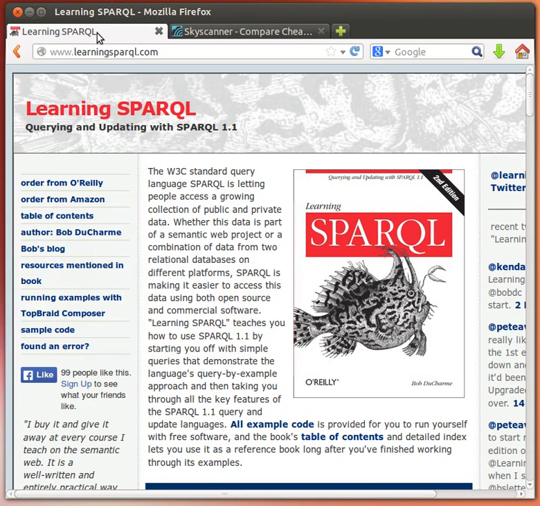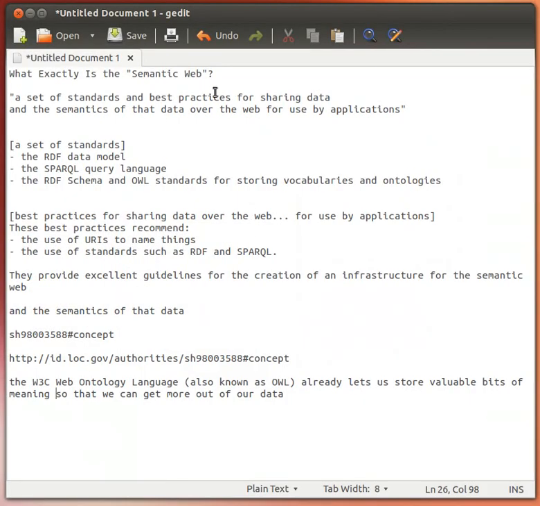If you look at this text here, which is actually taken from the book again, the author of the book defines the semantic web as a set of standards and best practices for sharing data and the semantics of that data over the web for use by applications. Remember this, it is for use by applications, it's not for human beings to use and understand. It's for applications, i.e. for computers and for programs to make use of.